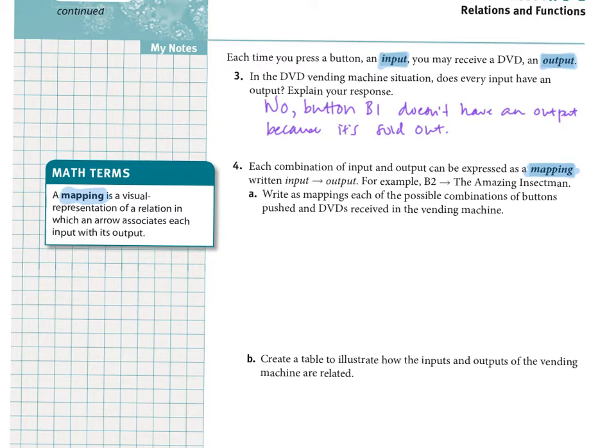Question 4A says we're going to write each of the possible combinations of buttons pushed and DVDs received in the vending machine. We're going to write them as mappings. They did an example above for us, but we're still going to write this down for every single one of those. So I'm going to have you go ahead and pause the video right here. Write down mappings for each of the buttons to which DVD occurs.